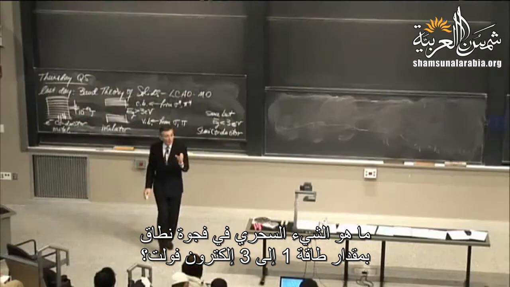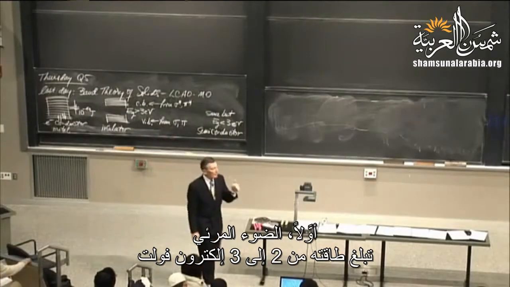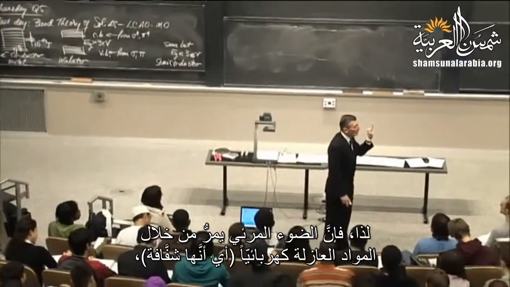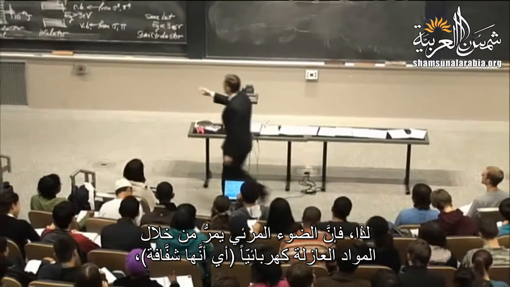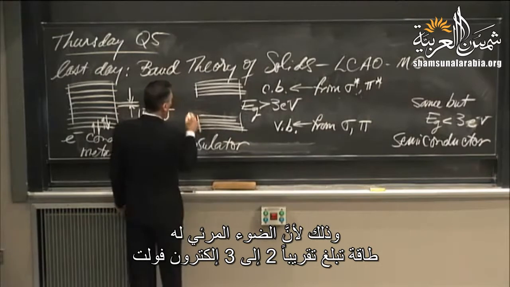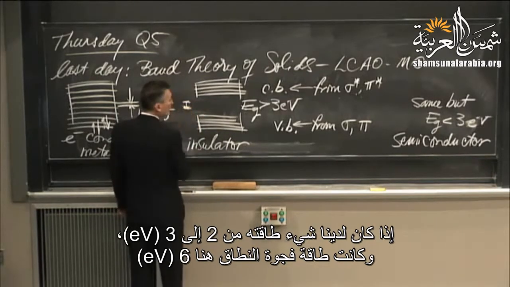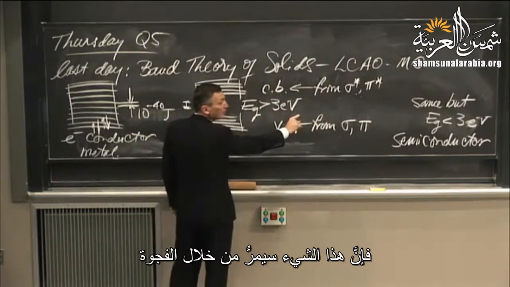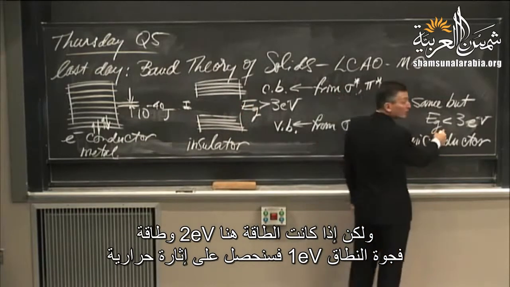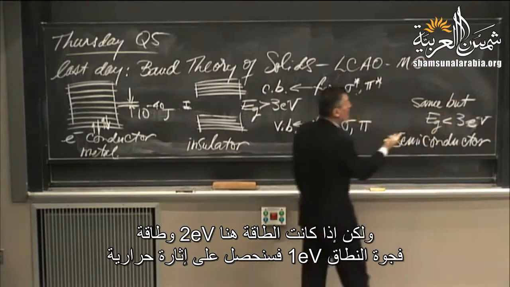Why? What's magical about 1 to 3 electron volts? Number one, visible light. Visible light is 2 to 3 electron volts. So visible light shines right through an insulator, because if the visible light has an energy of about 2 to 3 electron volts and the gap is 6, it zooms right through. But if it's 2 electron volts and the gap is 1 electron volt, we're going to get thermal excitation.